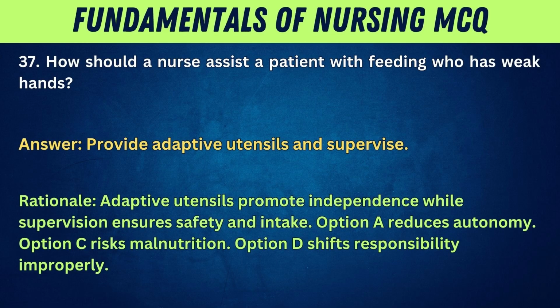Answer. Provide adaptive utensils and supervise. Rationale. Adaptive utensils promote independence, while supervision ensures safety and intake. Option A reduces autonomy. Option C risks malnutrition. Option D shifts responsibility improperly.